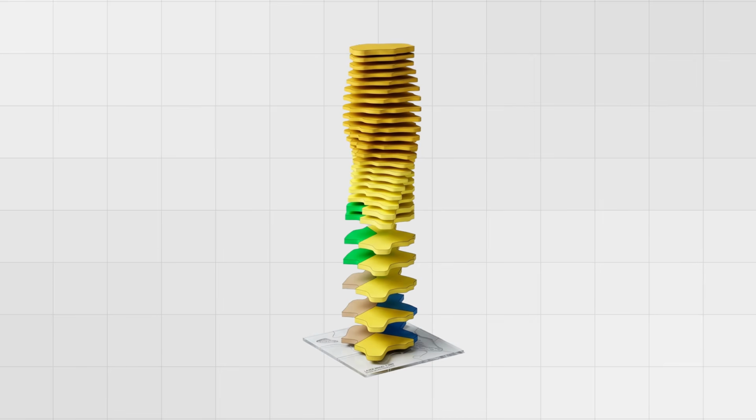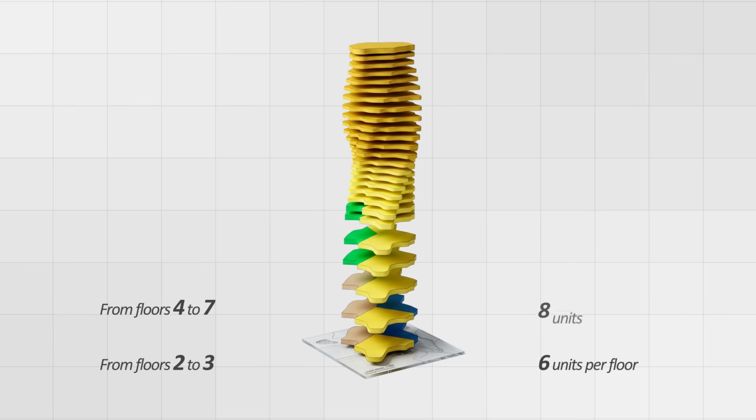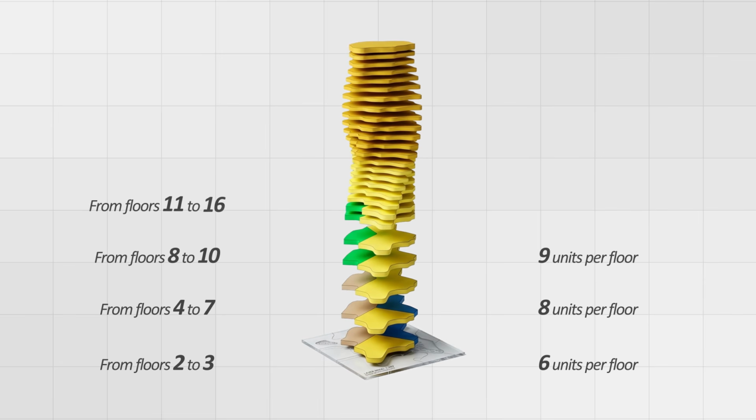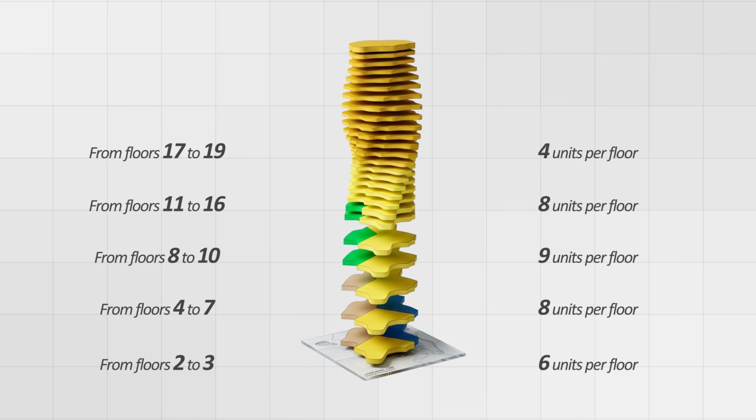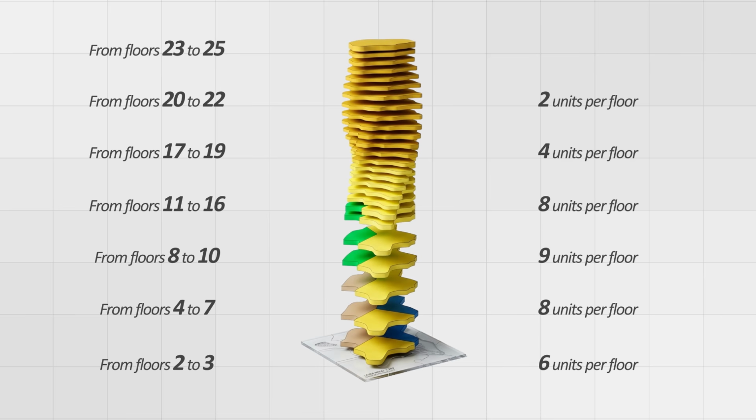The unit distribution across the floors was structured like this. From floors 2 to 3, there were 6 units per floor. From floors 4 to 7, this increased to 8 units per floor. From floors 8 to 10, it became 9 units. From floors 11 to 16, it went back to 8 units. From floors 17 to 19, there were 4 units per floor. From floors 20 to 22, only 2 units. And finally, from floors 23 to 25, each floor was dedicated to a single unit, the penthouse.